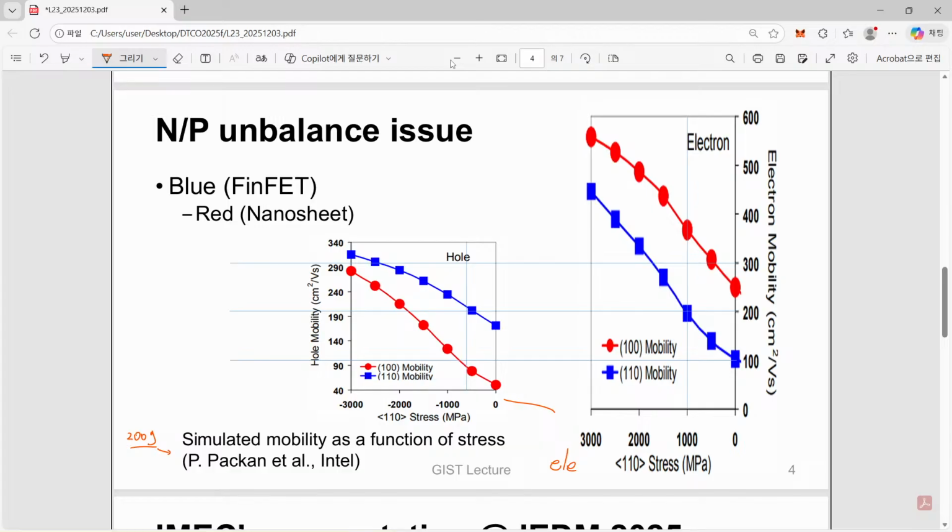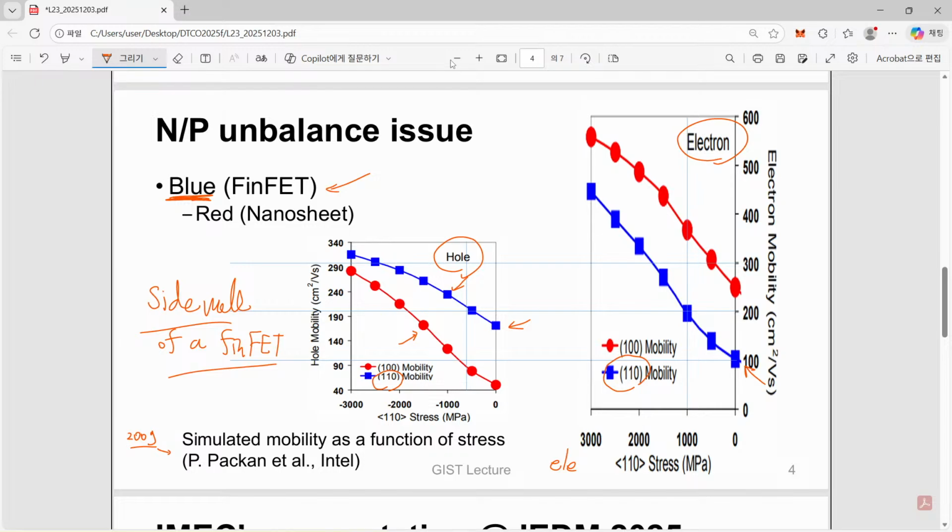Point is, here we have two different groups. One is the blue one and one is the red one, for PMOSFET and NMOSFET. And please concentrate on the curves colored blue here and there. These correspond to the 110 surface, and as I told you, this corresponds to the sidewall of a FinFET. So simply speaking, in the FinFET era, this blue curve was the dominant mobility curve. So please have a look at these lines.